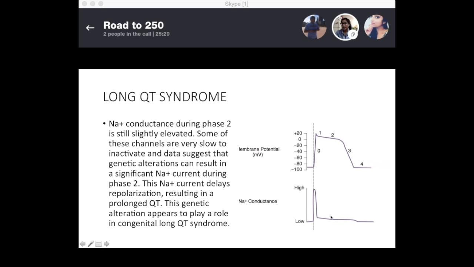Data suggests that this could be affected by genetic alterations, and that can cause sodium current during phase 2. That's going to delay the repolarization in the action potential, also resulting in a prolonged QT. So that can also play a role in congenital long QT syndrome. I thought that was interesting, and something to add on to what we need to know. Any questions or comments about this before I move on?